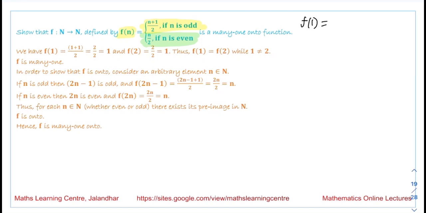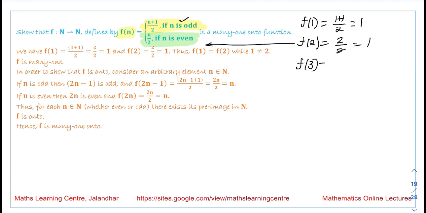So 1 is odd, so the answer you will get is (1 plus 1) by 2, that is equal to 1. If we write f(2), then 2 is even, the answer you will get is 2 by 2, that is equal to 1. When we write f(3), the answer you will get is (3 plus 1) by 2.